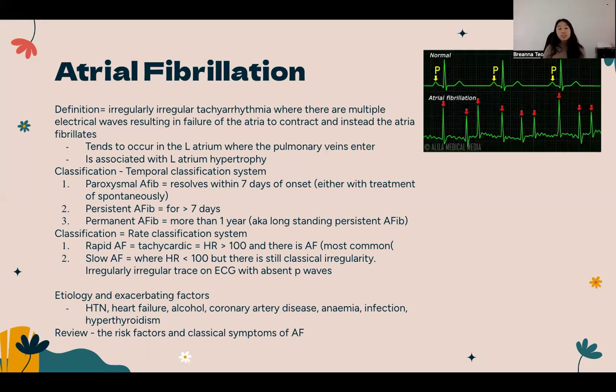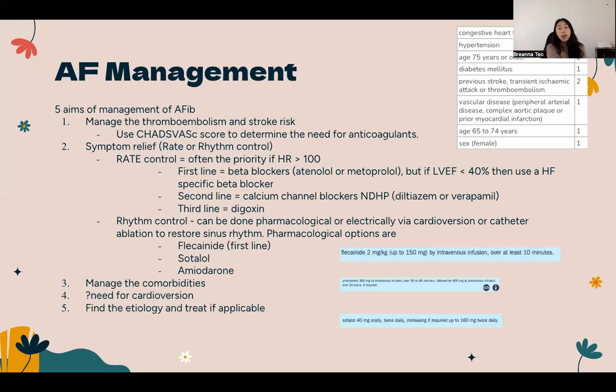Etiology and exacerbating factors you can have a read of, and then also just review the risk factors and classical symptoms of AF as well. But what we'll be looking at more is the management of AF. So there's 5 main priorities for the management of AFib. The first will be to manage the thromboembolism and stroke risk. You would have to use a CHA2DS2-VASc score to determine if the patient needs anticoagulation. And you're definitely not expected to memorize the CHA2DS2-VASc score. You will be provided this if it's required to be used in an OSCE stem. But just be aware that it is something that you might have to ask for.